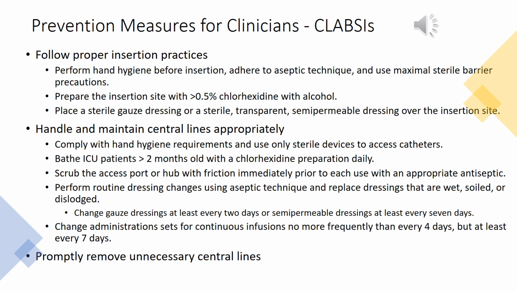Handle and maintain central lines appropriately. Comply with hand hygiene requirements and use only sterile devices to access catheters. Bathe ICU patients greater than 2 months old with a chlorhexidine preparation daily. Scrub the access port or hub with friction immediately prior to each use with an appropriate antiseptic. Perform routine dressing changes using aseptic technique and replace dressings that are wet, soiled, or dislodged.